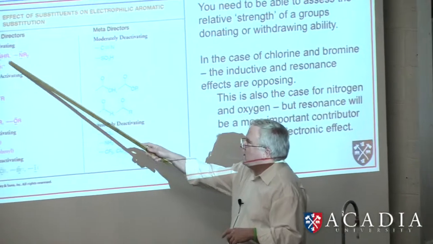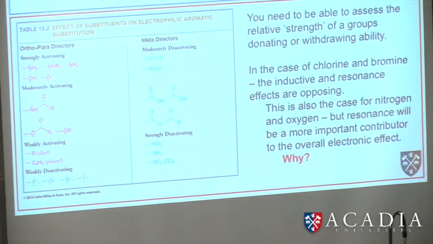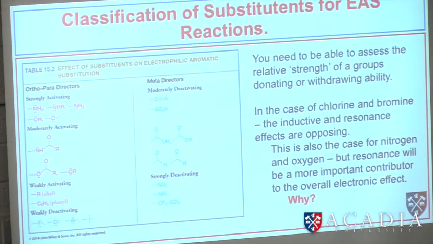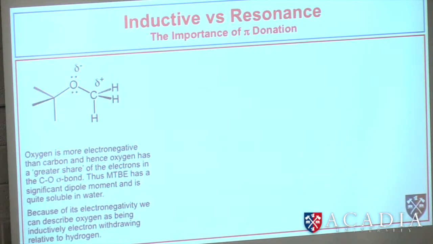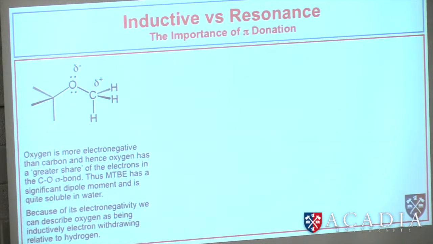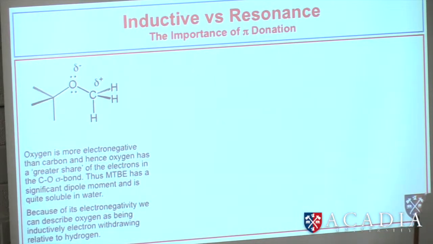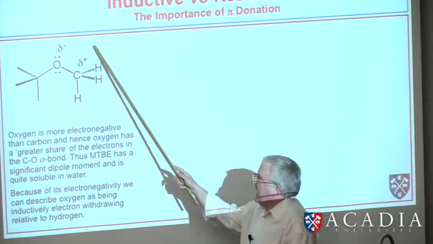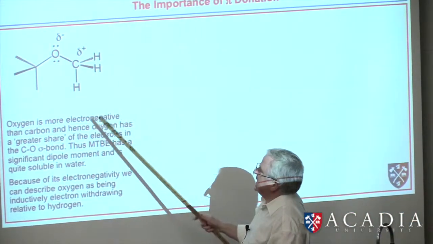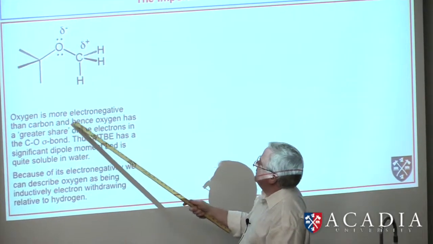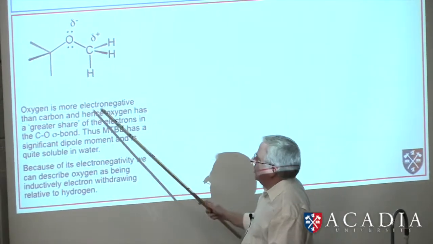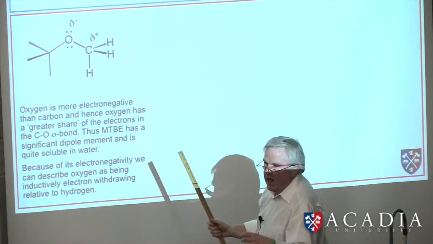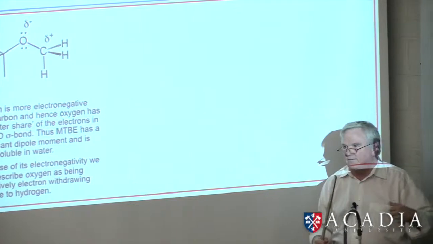So we have these strongly activating groups. How can we make an assessment as to whether something is strongly electron donating or not? One of the things you want to think about is inductive versus resonance and the importance of pi donation. So here we see a cation, okay? And in this cation, the oxygen is more electronegative. I'm sorry, we don't have a cation here. This is just methyl t-butyl ether, okay?